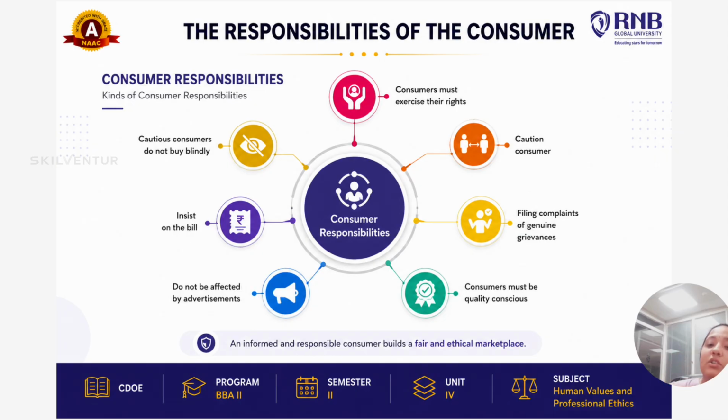Second, a cautious consumer does not buy blindly. Before purchasing any product, consumers should carefully read labels, check expiry dates, and compare quality and price, and this helps in making more informed decisions. Third, the consumer should insist on the bill. A proper bill acts as a proof of purchase and is useful for exchange, refund, or complaint. Without a bill, it becomes very difficult to claim consumer rights.